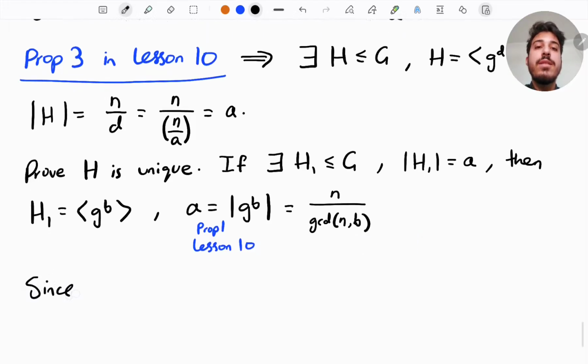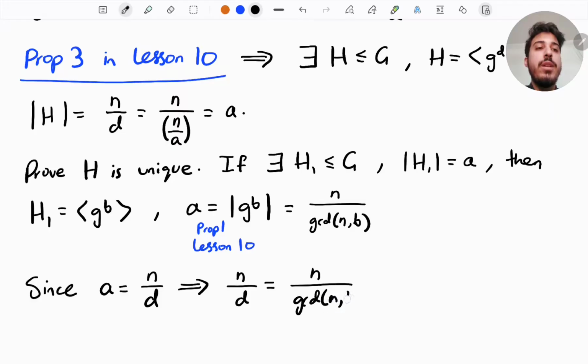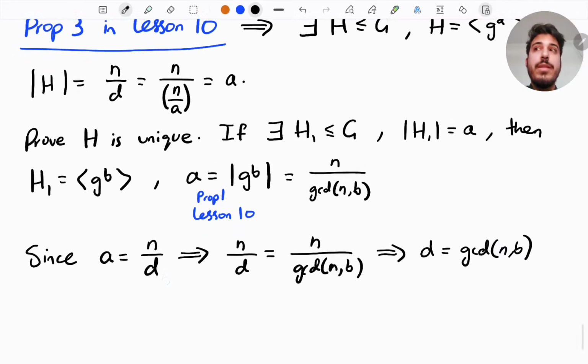Since we know that a is equal to n over d, all we gotta do is replace a by n over d, and we have that n over d is equal to n over the GCD of n and b. So this means that d is equal to the GCD of n and b.